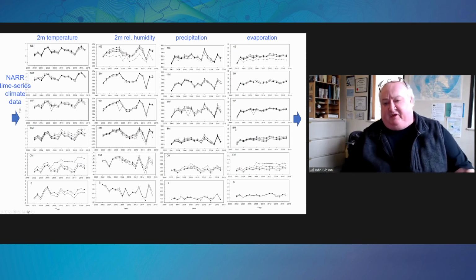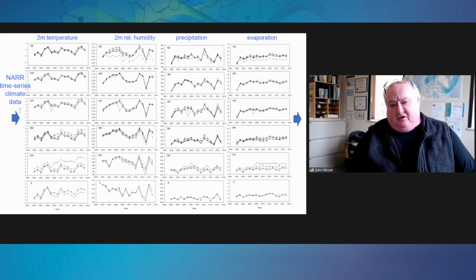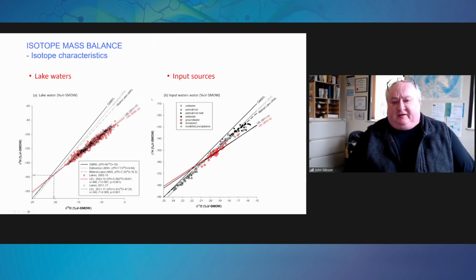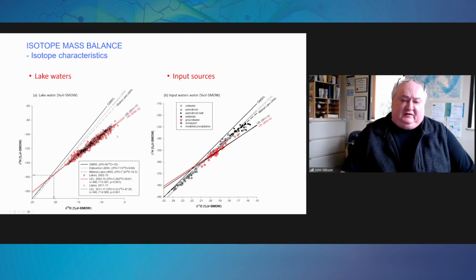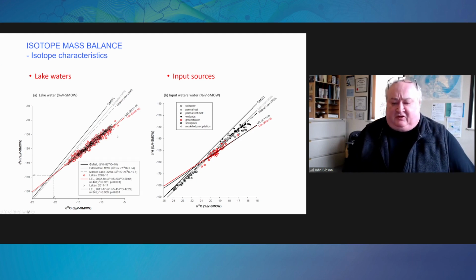So this is information that's included in our isotope balance model, which I'll show you in a sec. The isotopic data is quite interesting. It sort of mirrors what Trish was showing for our ISO-ABMI network. We have the lakes falling on an evaporation line, which is very characteristic of open water evaporation loss.